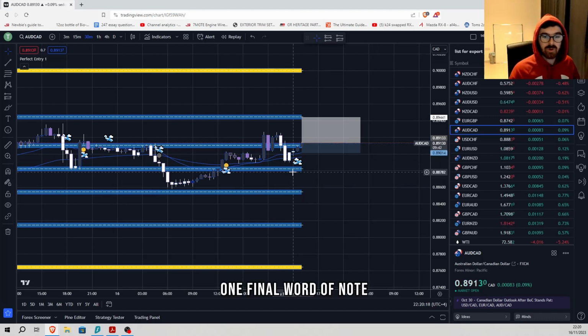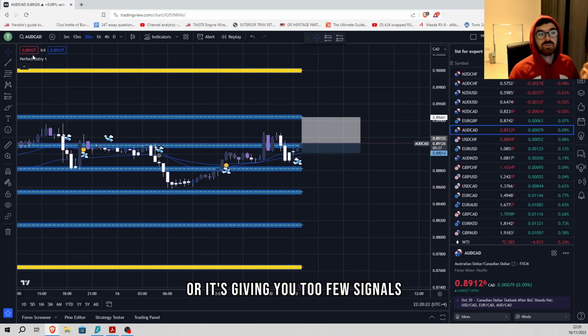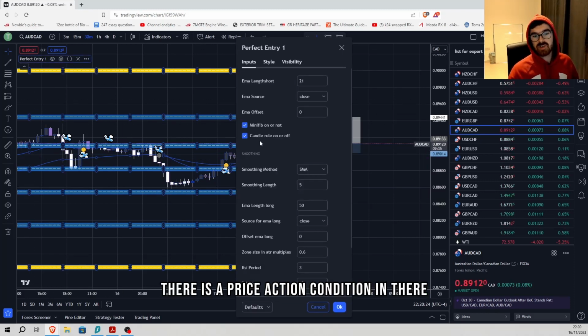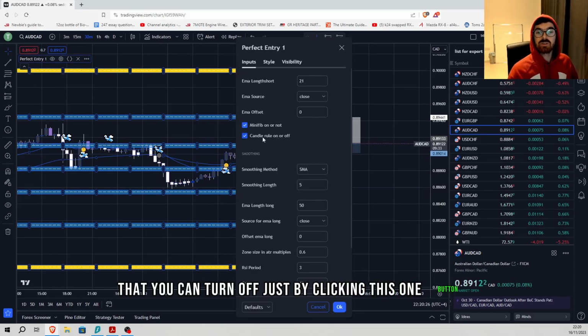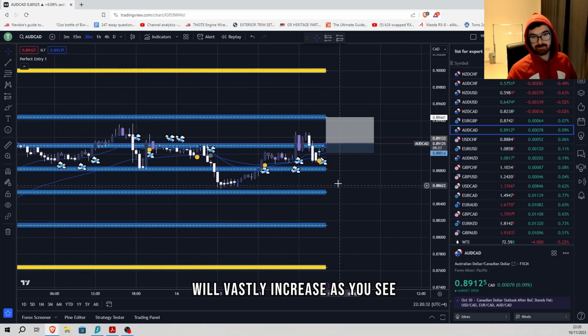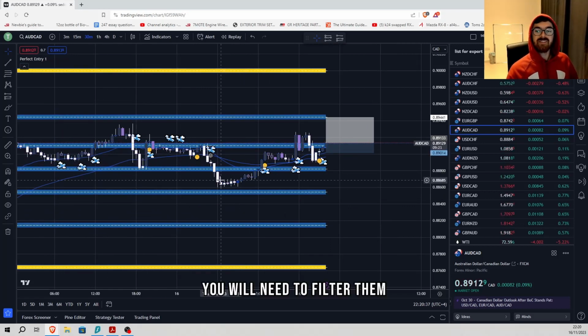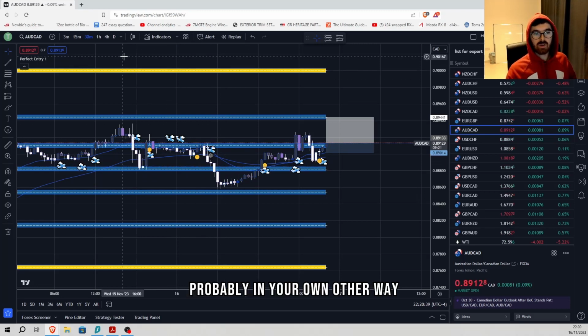One final word of note, if this isn't giving you the signals you want, or it's giving you too few signals, there is a price action condition in there that you can turn off just by clicking this one button, and you're going to see that the amount of signals you get will vastly increase. As you can see, we've literally doubled in the amount of signals. You will need to filter them probably in your own other way.